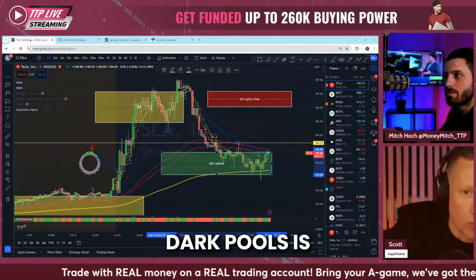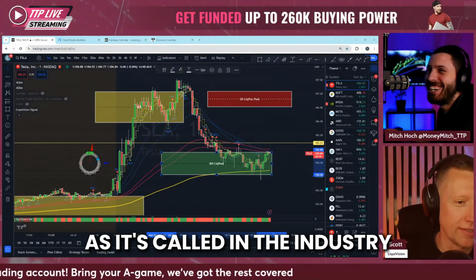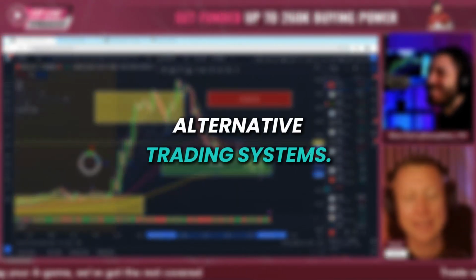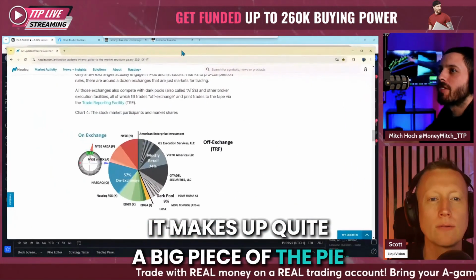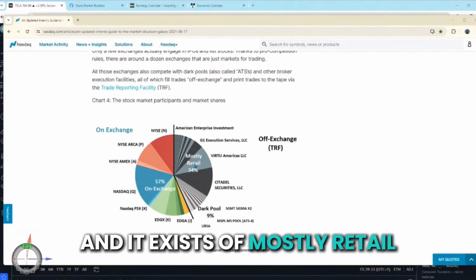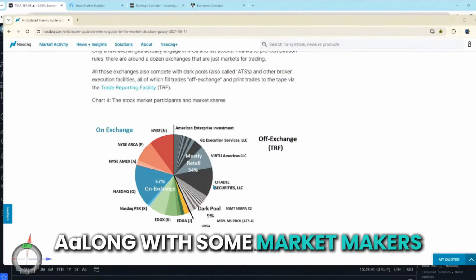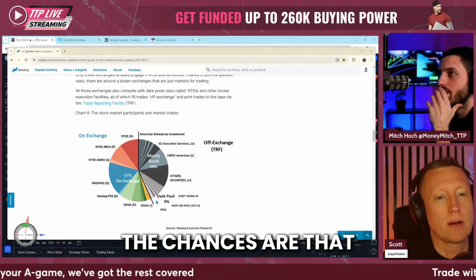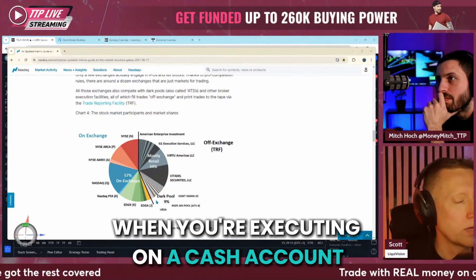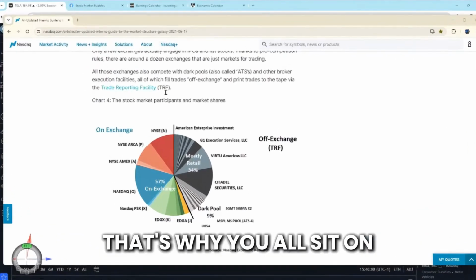Dark pools. The dark side, as it's called in the industry, alternative trader systems or alternative trade systems. It makes up quite a big piece of the pie and consists mostly of retail, sometimes called household in the US, along with some market makers, liquidity providers, and dark pool liquidity. The chances are that when you're executing on a cash account, your order is routed via the dark pool. In terms of retail, that's why you all sit on the dark side.